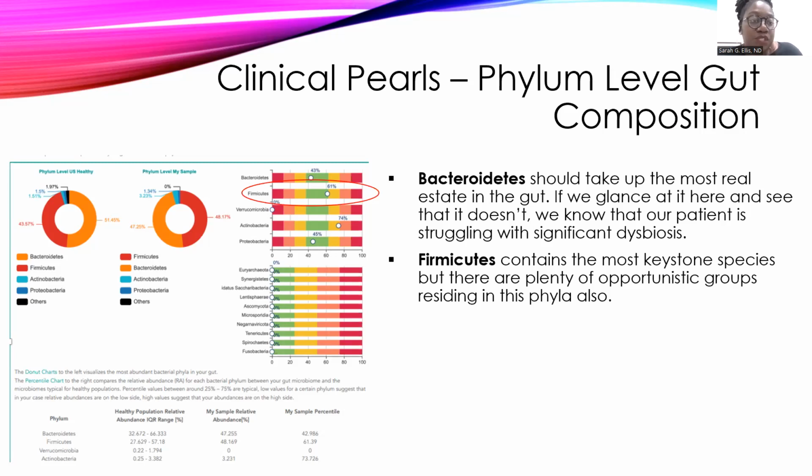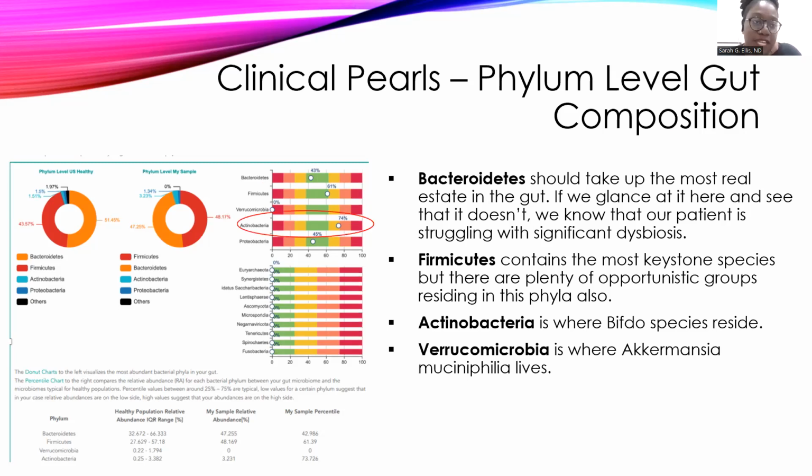Now, Firmicutes, marked in red here, they contain the most keystone species, but there are plenty of opportunistic groups residing in this phylum as well. That's why balance is very important. Now, Actinobacteria, marked by the small sliver of light blue here, this is where our Bifidobacterium species reside. And so we want to make sure that we're having plenty of this bacteria as well.